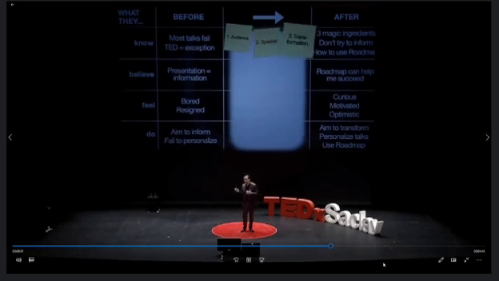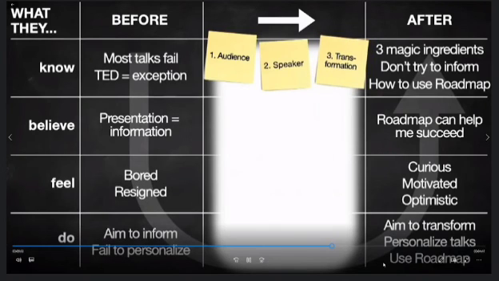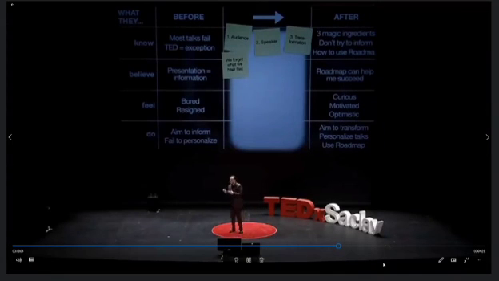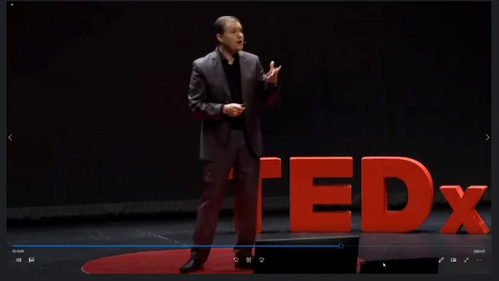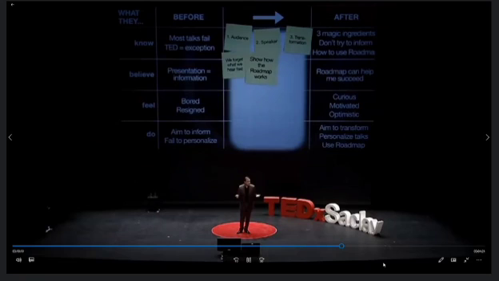So I'm going to need to talk at some point about the audience, about the speaker, and the transformation. They need to know that presentations are bad at information. So maybe I should tell them that we forget most of what we hear very quickly. Perhaps I could find a visual way to show that as well. What next? They need to know how to use the roadmap, so I better show it to them. And I guess I could make it even clearer by going through an example.